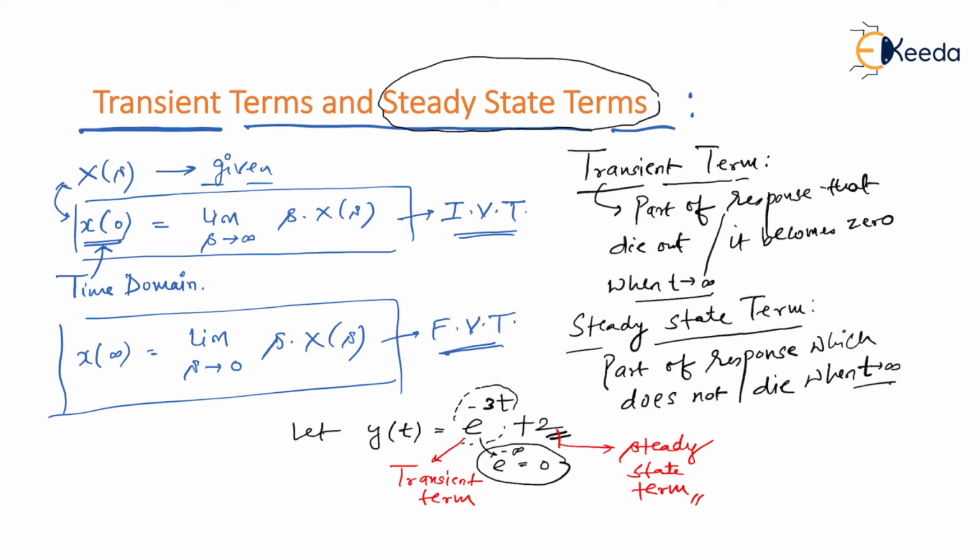Now let me give you one more example. Let us assume y of t is e to the power minus 3t plus 5t plus 2. Let us now substitute t equal to infinity. When you substitute t equal to infinity, as you can see, again this part becomes 0, but these two parts remain. These two parts are not going to fade out or die. So only this term is known as a transient term.